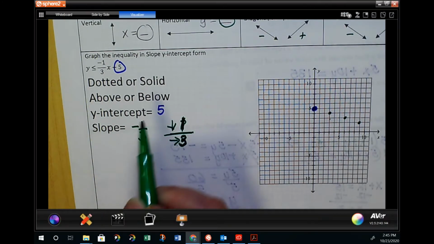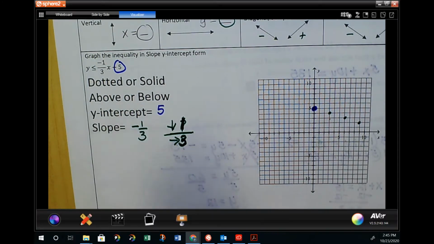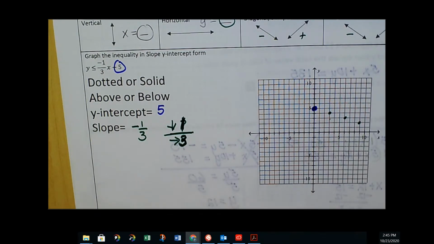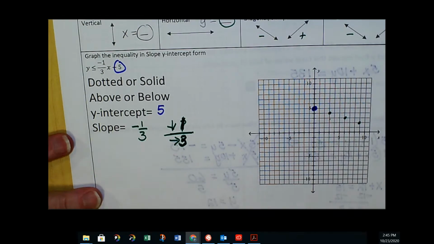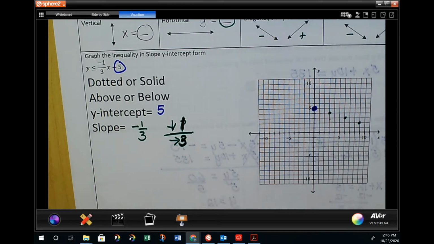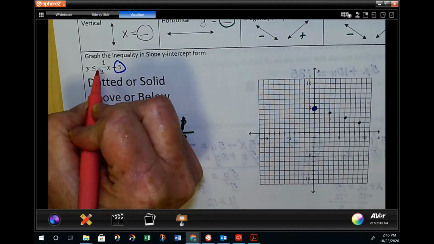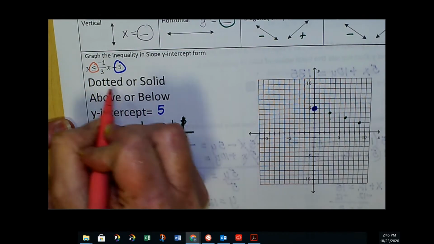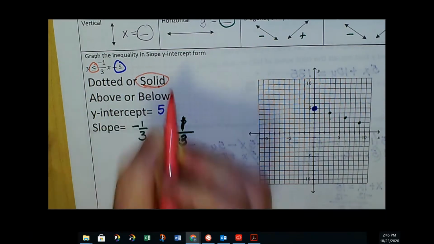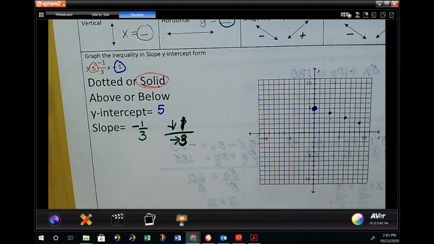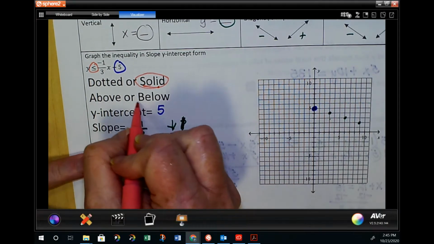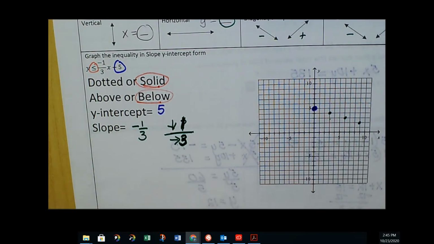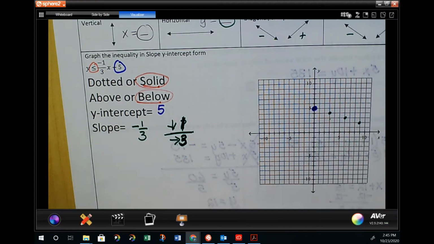And then is it going to be dotted or solid? So my question is, oh, it's got that line under it. So then I know that this is going to be a solid line because you've got this line under it. When it has that line under it, you know that it's going to be nice and solid. And then it's less than, so now I'm going to have to shade below because less than is going to be below.